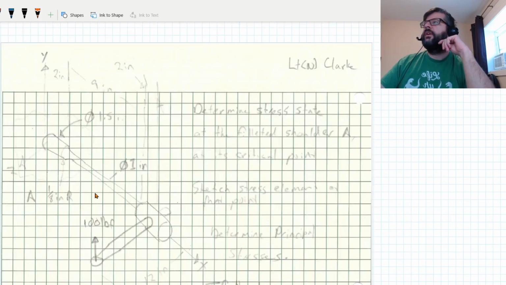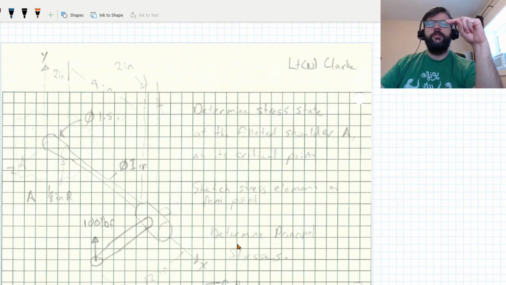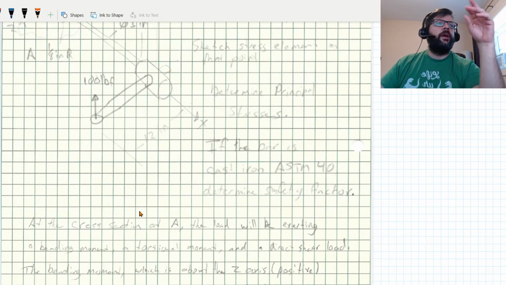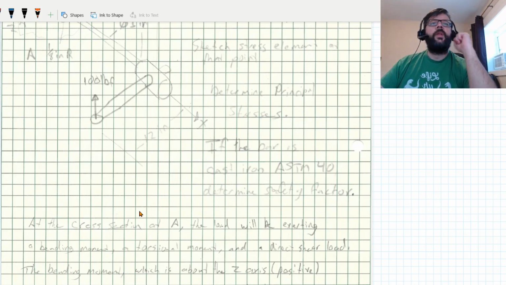So I kind of just resketched that here. So we want to determine what the stress state is at that filleted shoulder A at its critical point. We want to sketch the stress element at that point, determine our principal stresses, and then we want to say if the bar's cast iron ASTM 40, we want to figure out what that safety factor is.